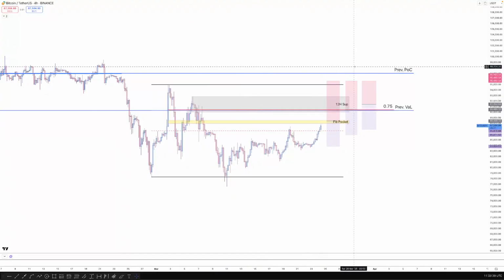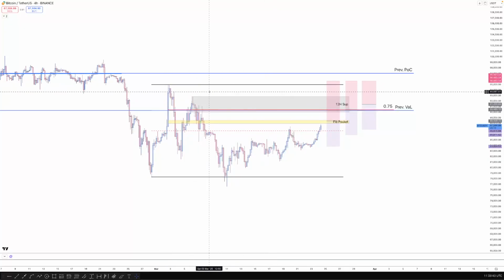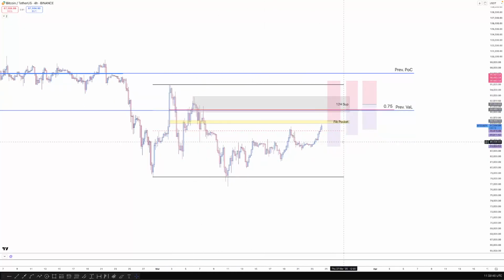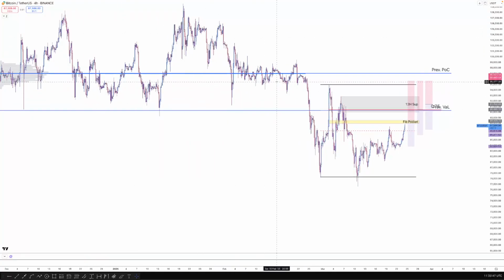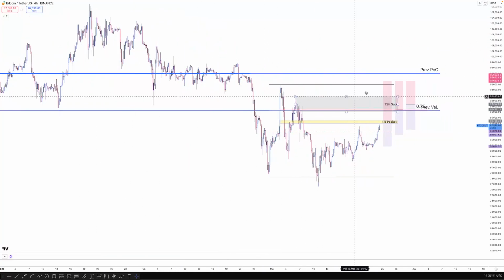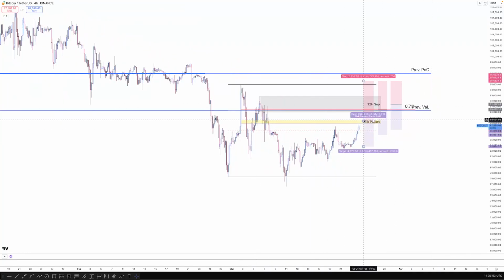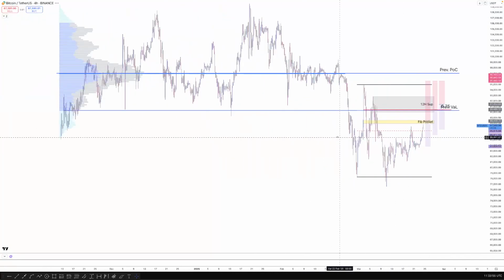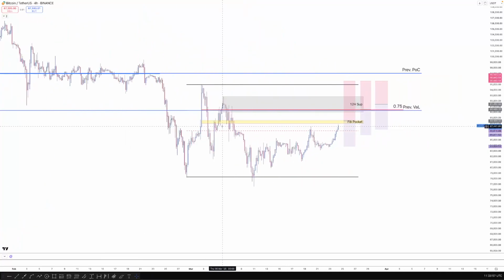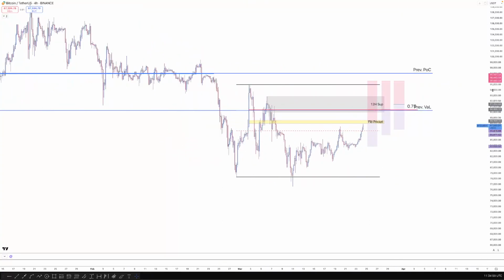Also above here there is the previous point of control, that if we are not finding acceptance back below this range, and if we confirm the bearish bias, is something that should not be visited, but we should give a bearish retest of this previous range low level and start to move lower.